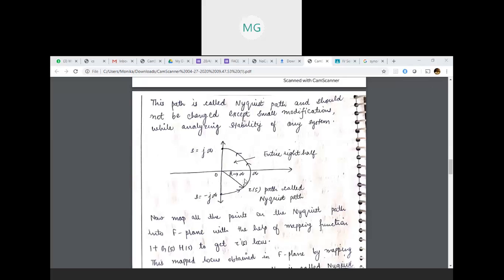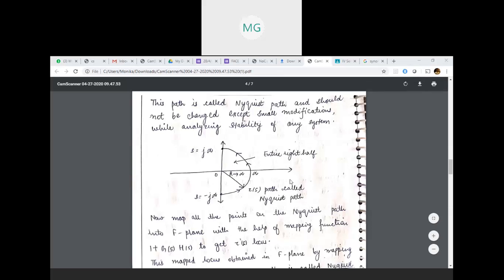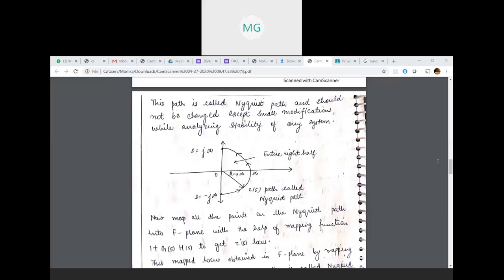Infinite. Okay. So he suggested that a path should start from plus j infinity. This is a point at infinity. Assuming that this is a point at infinity, it should complete at minus j infinity, forming a semicircle. And the radius of the semicircle is infinity. That means we are assuming that this path encircles the entire right half of the S plane. Okay? Understood till this point?